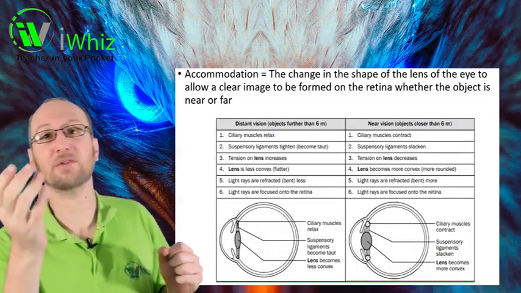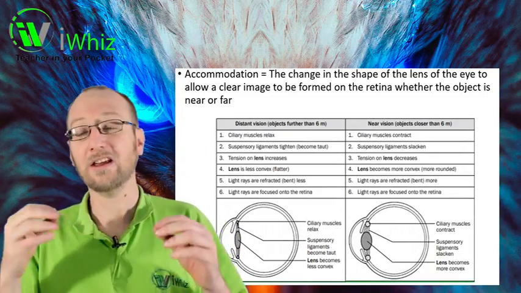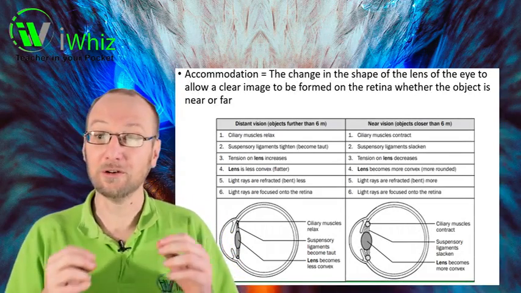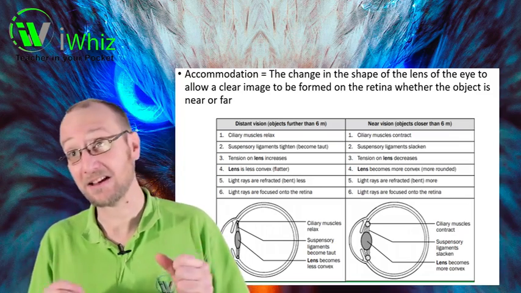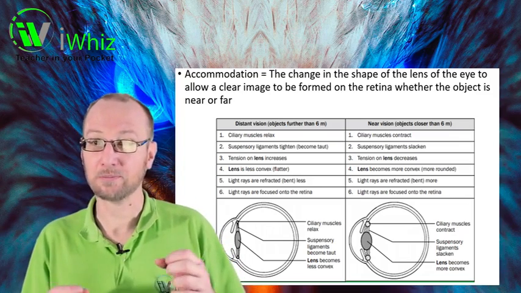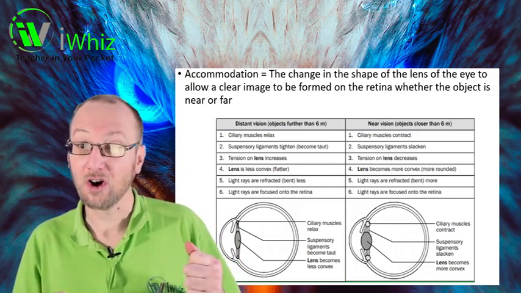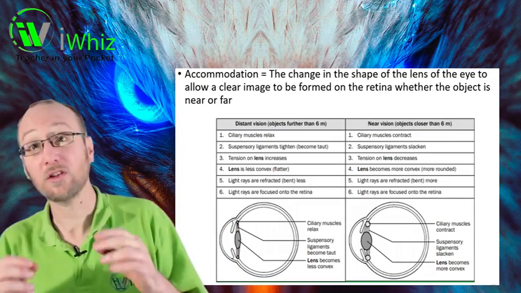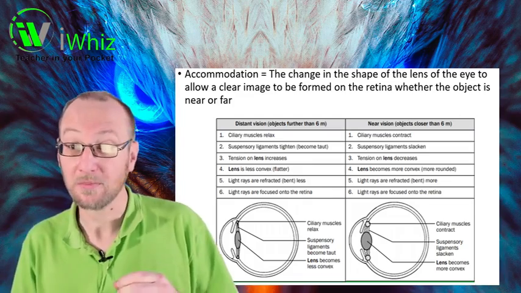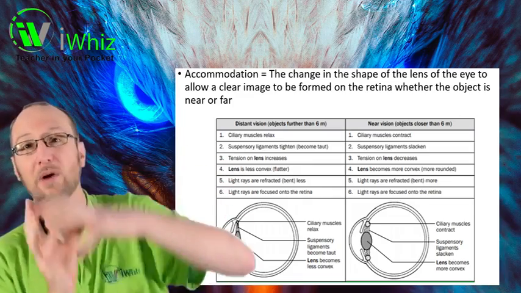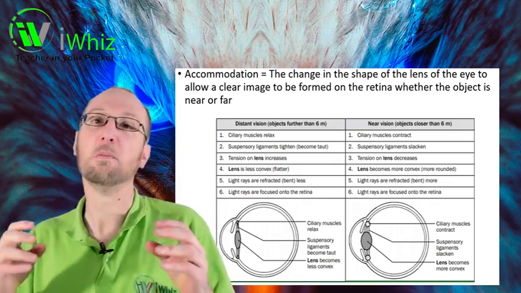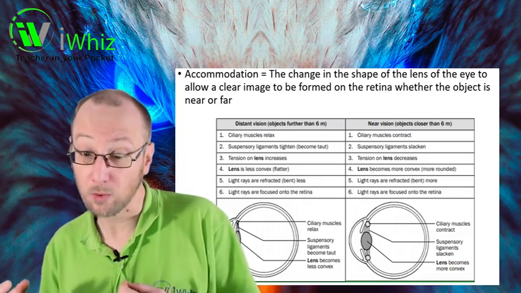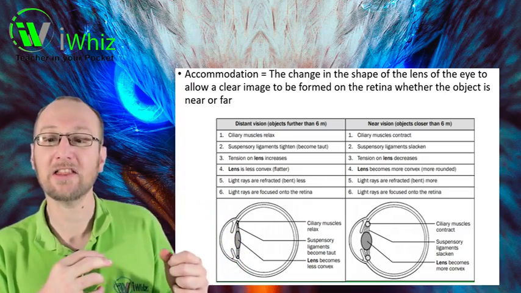When we are looking at something closer, the exact opposite happens. The ciliary muscles contract. The suspensory ligaments are then slackened. They're pulling less on the lens, so the tension in the lens decreases. This allows the lens to become rounder, to become more convex. This means that the light rays are refracted more, and this focuses the light to form a clear image on the retina.